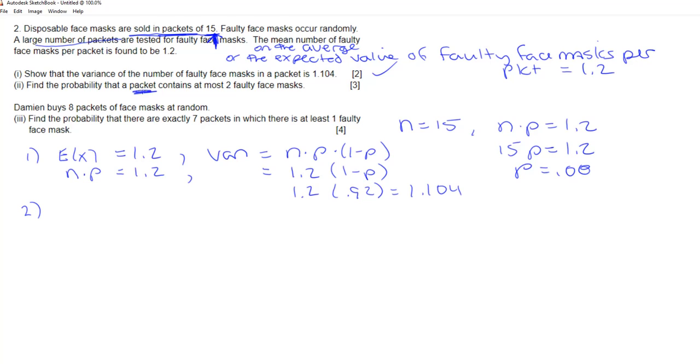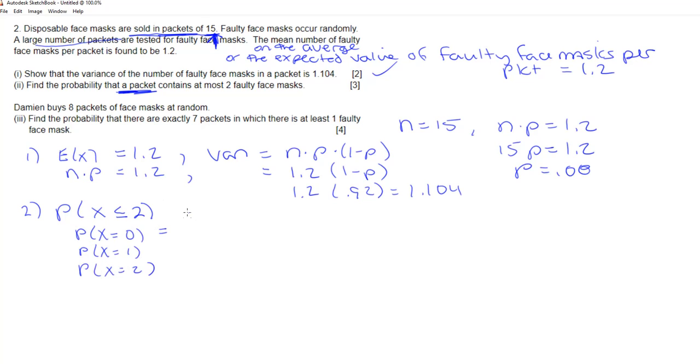Now in part 2, it says find the probability that a packet contains at most 2 faulty masks. That means the probability that X is at most 2 faulty masks. Well, that's going to be less than or equal to 2. And so now all I've got to do is figure out the probability that X is equal to 0, X is equal to 1, or X is equal to 2, and then add them all up. So let's go ahead and do that real quick.